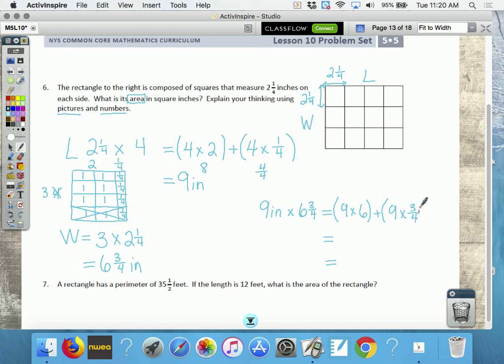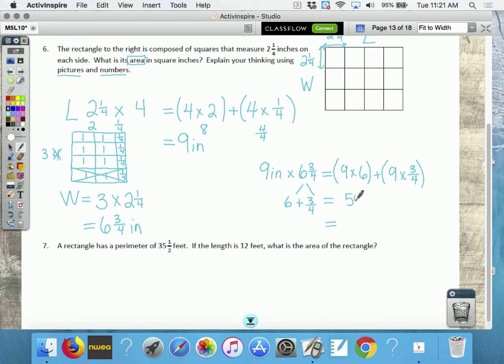So really, boys and girls, this is like taking this 6 3/4 and decomposing it into 6 plus 3/4. Okay? I have to separate it so I can take 9 times both of them. The only other way to do it is turn this into an improper fraction, and I don't want to mess with that right now. Okay, so let's take a look at how to do this problem.